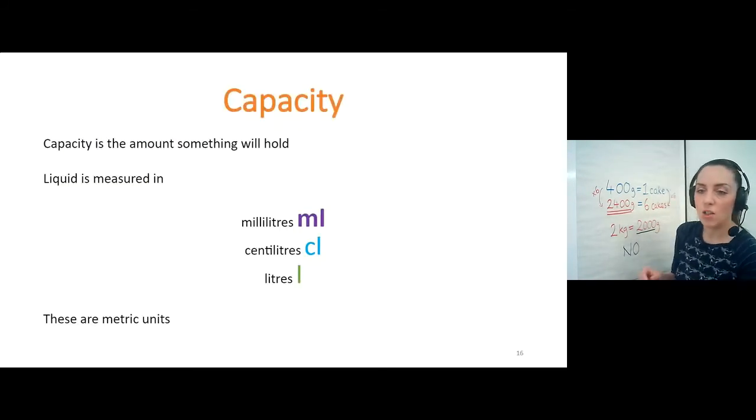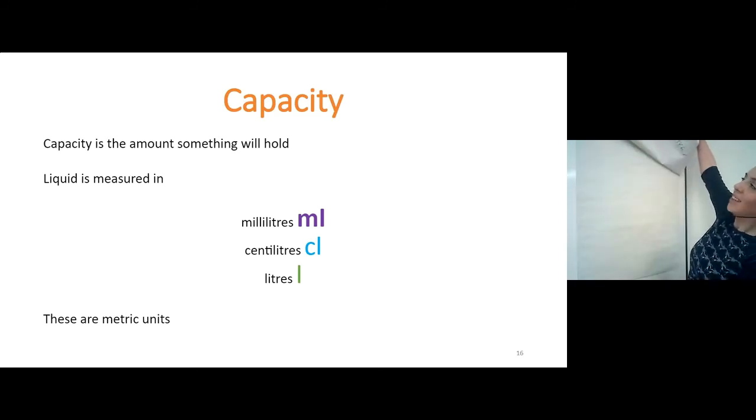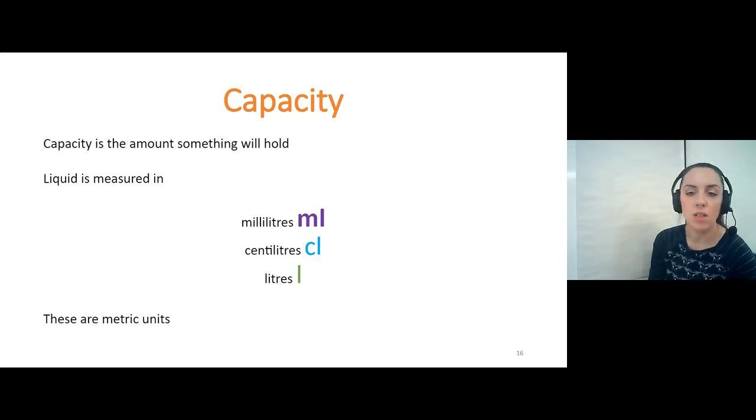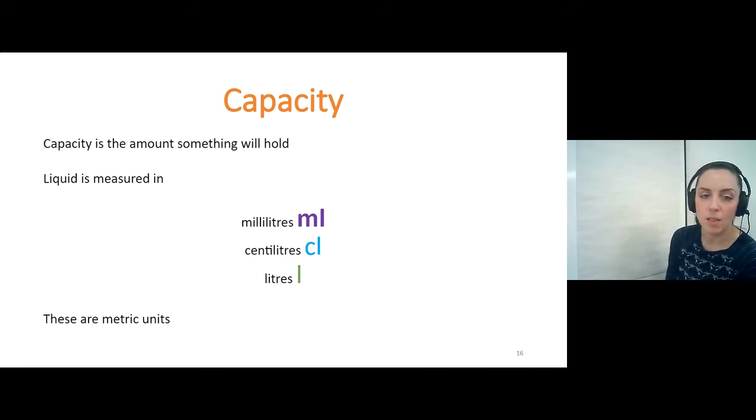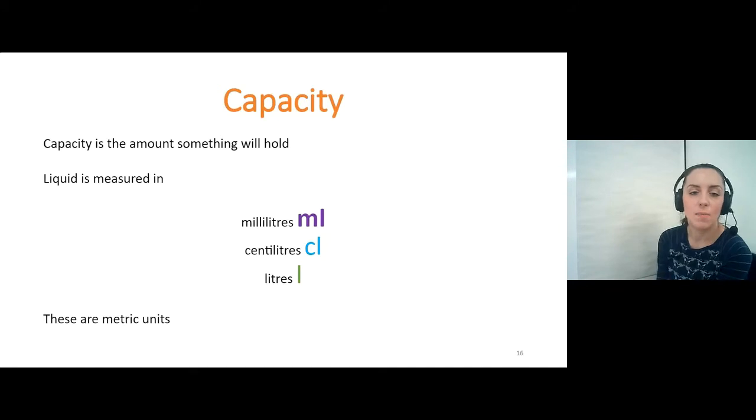Okay, should we move on to capacity? I think you can tell what's coming, can't you now? So capacity is the amount something will hold. You'll see it in volume as well. So liquid is measured in milliliters, centiliters, and liters, and these are all metric units.